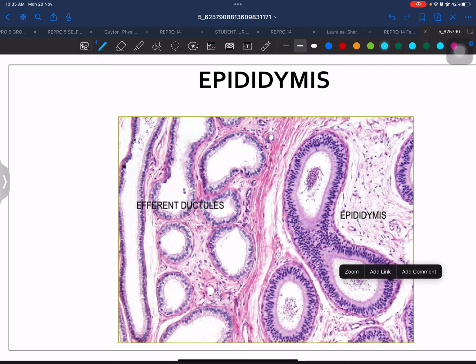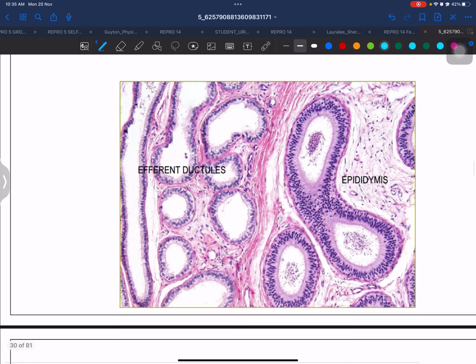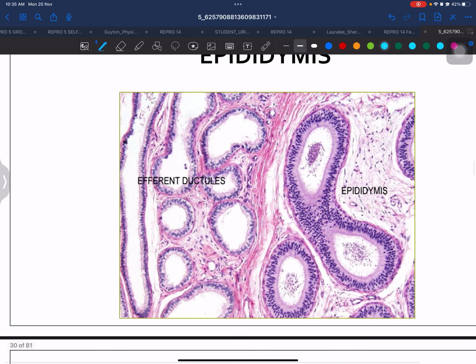Alright, so these are the epididymis, and these are the efferent ductules. These are two structures that look alike. These are not very important for you, but just nice to know. So these are the epididymis. And these are the efferent ductules.